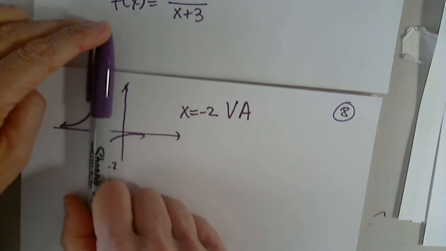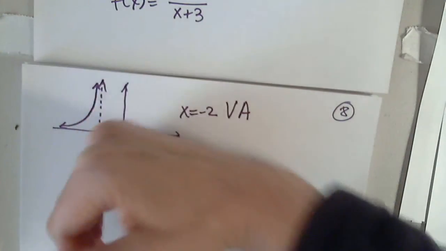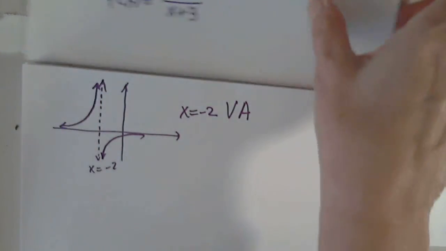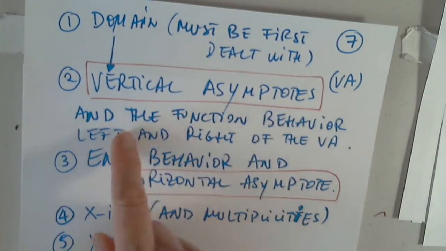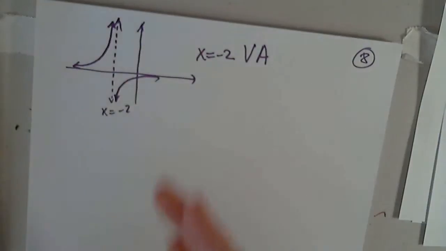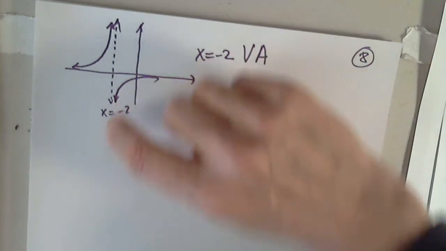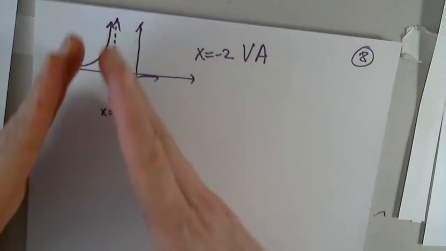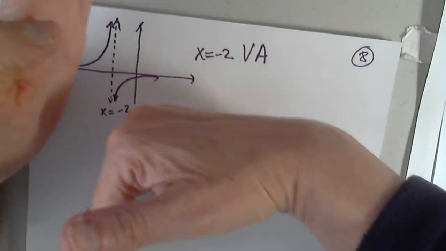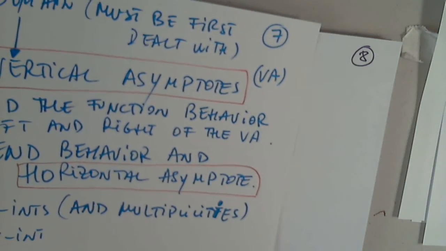The function doesn't exist here, it cannot cross it, and the behavior of the function is -infinity on this side and +infinity on that side. That's what a vertical asymptote and the function behavior left and right of the VA represent. The function is undefined at -2, and the behavior of the function could be one of four situations. Both positive, both negative, one positive, one negative, or the other way. These are all four possibilities. That's what a vertical asymptote is.